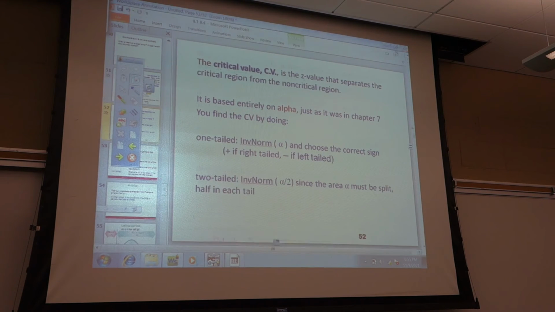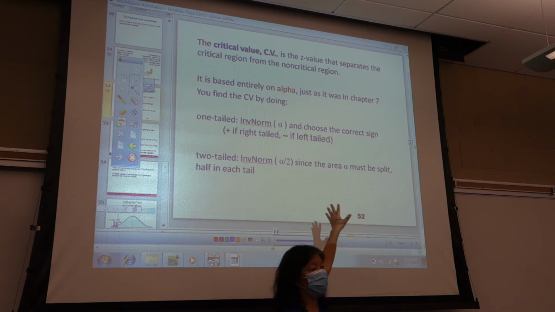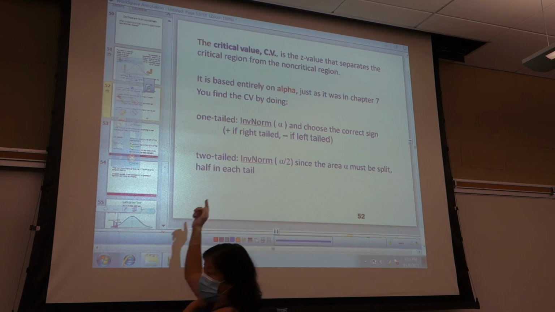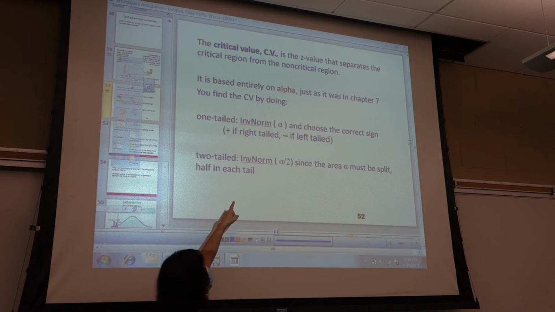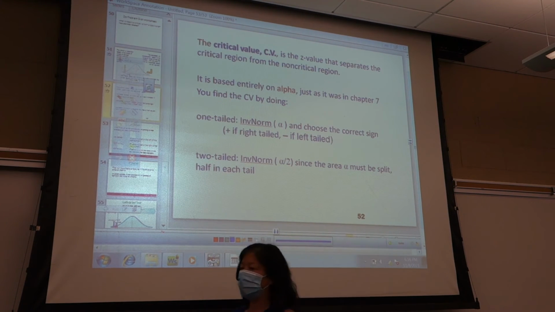The critical value, this is also in your notes, it's the z-score that separates the critical region from the non-critical region. Again, it's based entirely upon alpha, just like it was in chapter 7. You find the critical value by, if it's one-tailed, inverse norm of alpha, and then pick the correct sign, right? If it's left-tailed, make it negative. If it's right-tailed, make it positive. If it's two-tailed, then do inverse norm of alpha over 2, and you're going to have a negative and a positive, because your alpha is split in half. However, as you'll see in your notes, it's a lot easier to just look it up in the table.